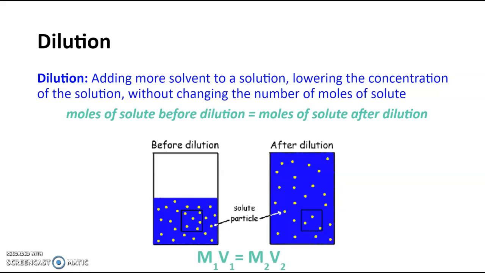So we can actually use a formula, which is the molarity of the first solution times the volume of the first solution has to be equal to the molarity of the second solution times the volume of the second solution. So that's saying if you have a molarity and you increase the volume, the molarity has to decrease in order for those things to stay equal, because we're not changing the number of moles.